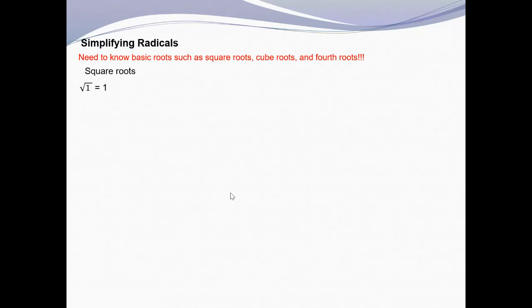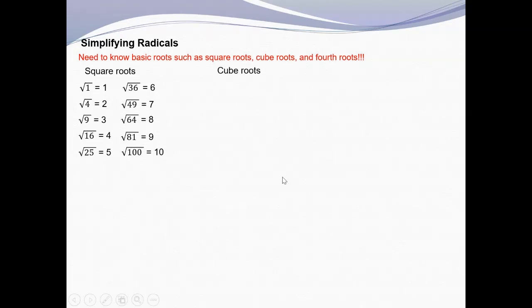Okay, now simplifying radicals. You need to know basic rules such as square roots, cube roots, and fourth roots to simplify radicals. For example, these are square roots. The square root of 1 is 1. The square root of 4 is 2, and so forth. Please try to know all the way to 100, and the more that you know, the better off you'll be. These are the cube roots that you should know, but please try to know more.